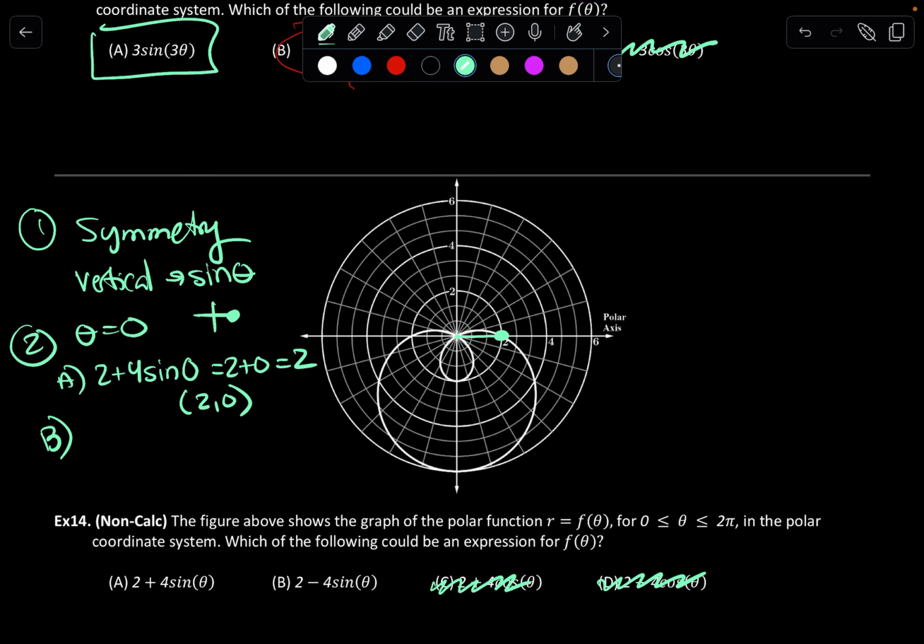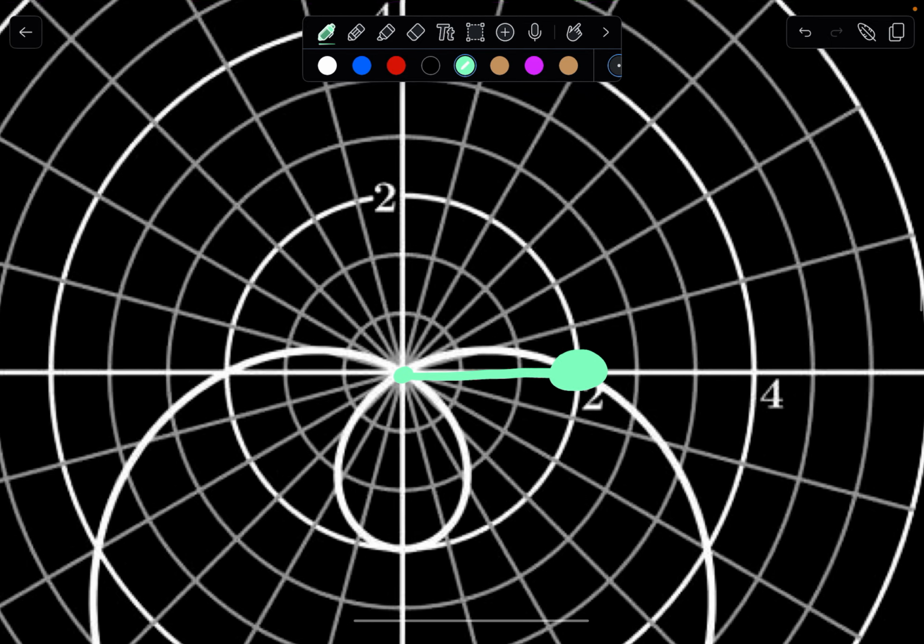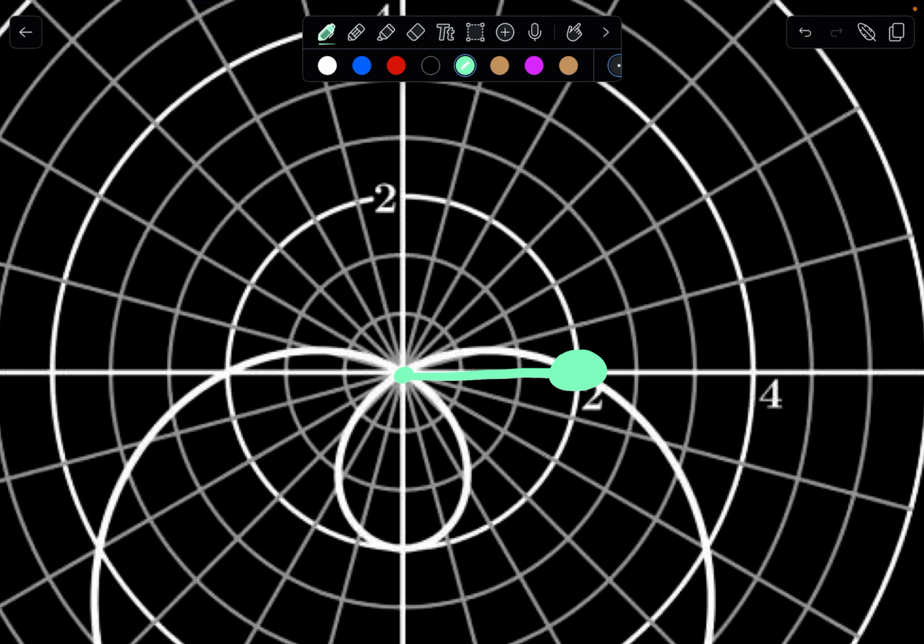For B, let's see if it's the same, most likely. It will be, because now we're subtracting 0 instead of adding it. So we get 2 again. So we have a polar coordinate of (2, 0). So theta equals 0 is not helping. All right, so now we need to try another point. Well, if I look at this, again, I want to choose something that's going to help me.